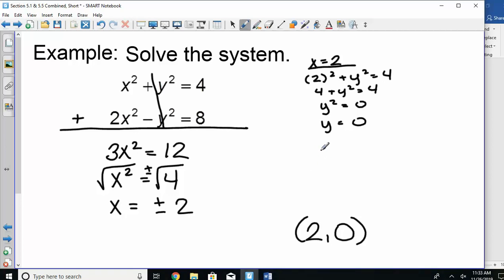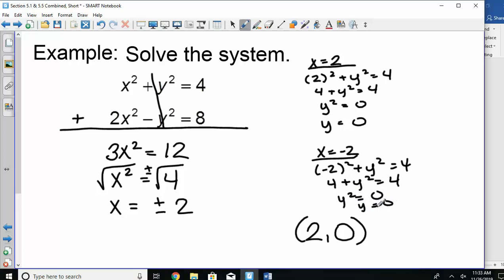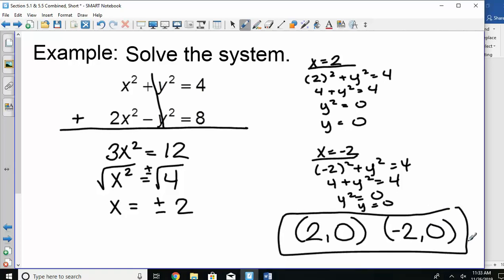What's going to happen when I put in -2? Same thing, because a -2 squared is positive 4 as well. So my answers are 2, 0, and -2, 0. I do want you to write them separately. I don't want you to put plus and minus 2, 0. Write or separate word here. Okay. So far, so good.